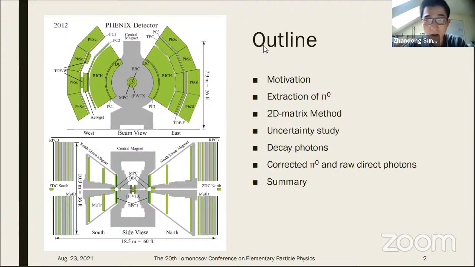This talk is structured as follows. I will start with the motivation, then the pi0 extraction and the 2D method to correct it. The uncertainty is also studied. Then we move forward to decay photons. At last, I'm going to present the corrected pi0 and raw direct photons, and the summary at the end.